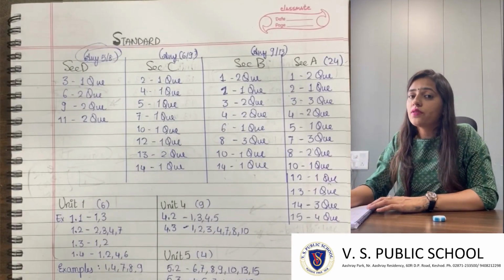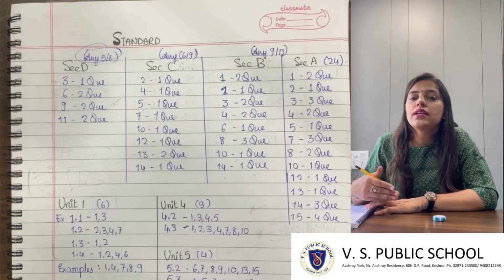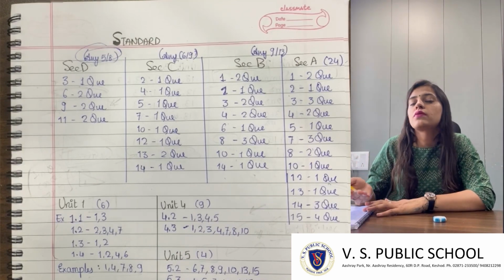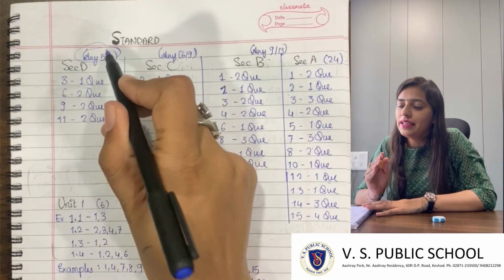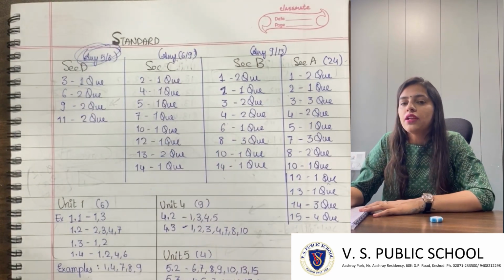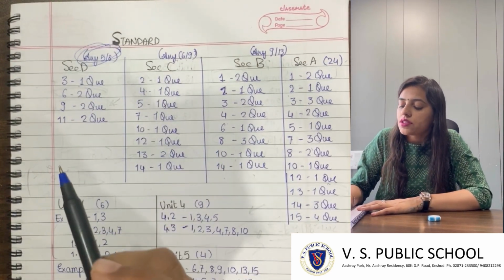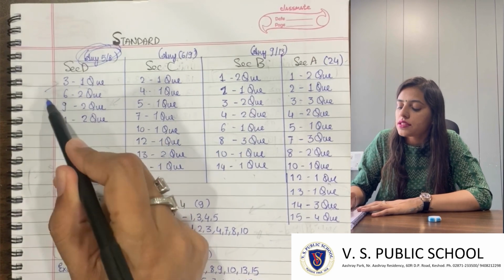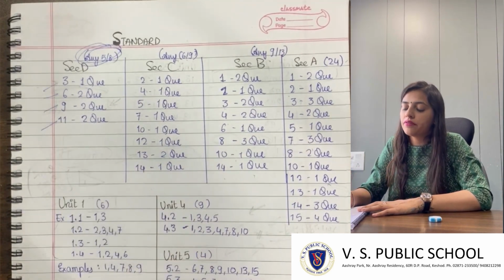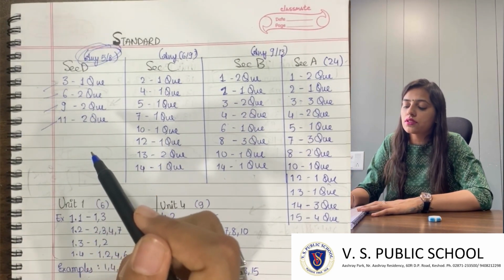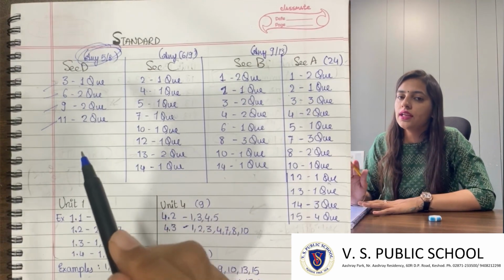Okay, so let's start with standard mathematics. In standard mathematics section D, you are given a choice to answer any 5 questions out of the given 8 questions. One question is asked from unit 3, 2 from unit 6, 2 from unit 9 and 2 from unit 11. Out of these, you have to answer any 5 questions.